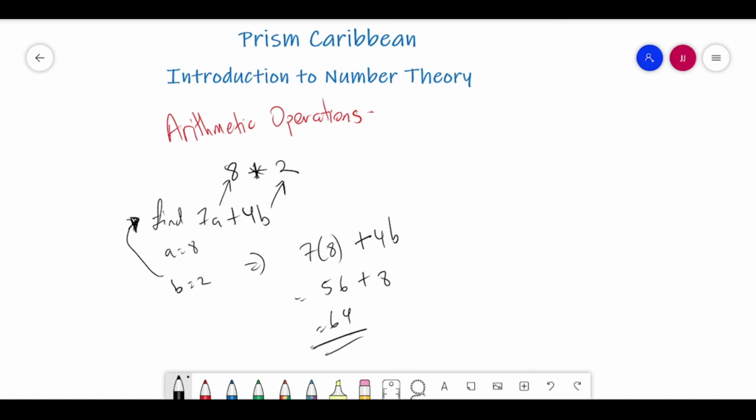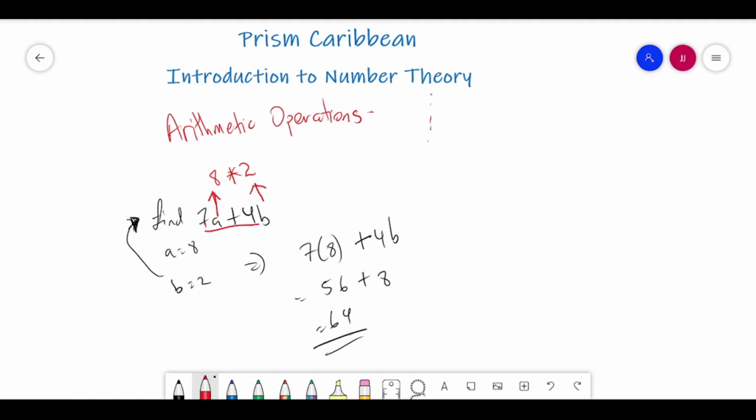So we have the chronological sequence. Let me just write it directly above it so we can see exactly what we're talking about. So we have it chronologically, A being 8 and B being 2. Simply plug it into the given, you can call this a formula, and we will get our answer, 64. It's as simple as that.